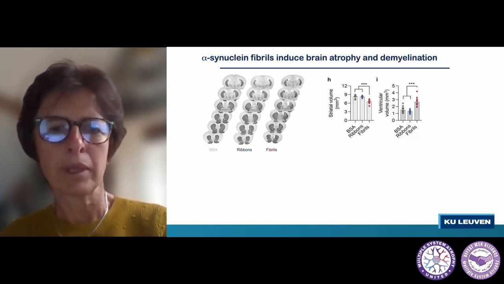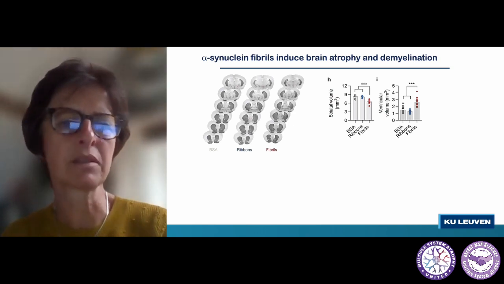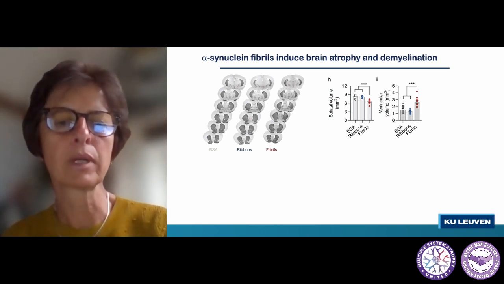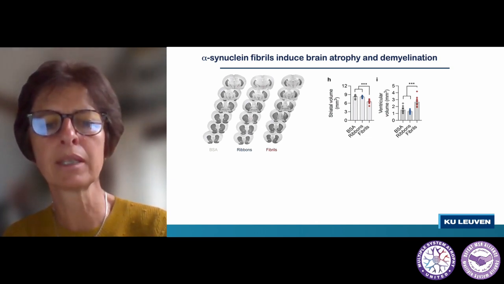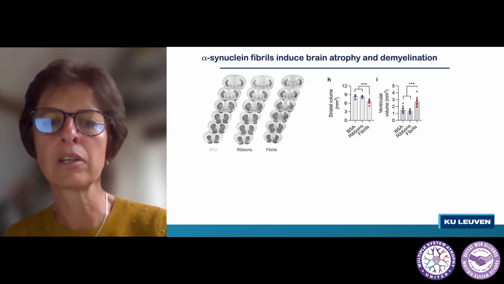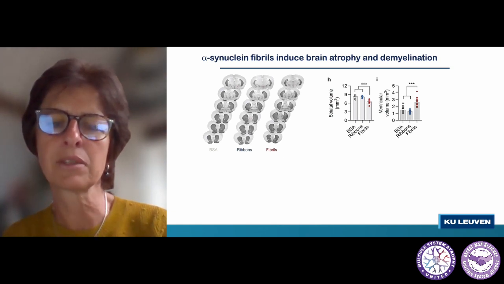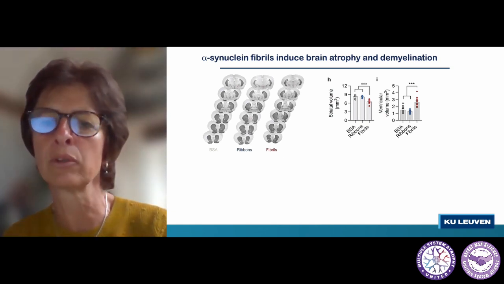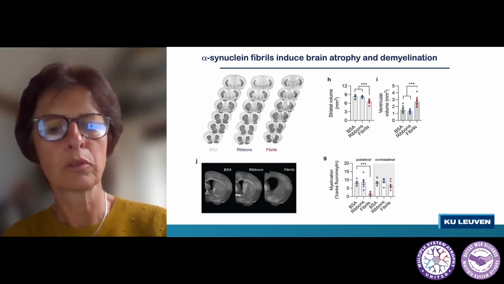Then another striking thing is if we looked at the brain. What you see here are the different groups, representative sections. If we look at the striatal volume or the ventricle volume, it was quite striking that in the fibrillar condition, there was an enlargement in the volume of the ventricles and a decrease in the striatal volume. This was quantified also here. So you see that there's actually kind of shrinkage of the striatal volume and an increase in the ventricular volume in the fibrillar condition.